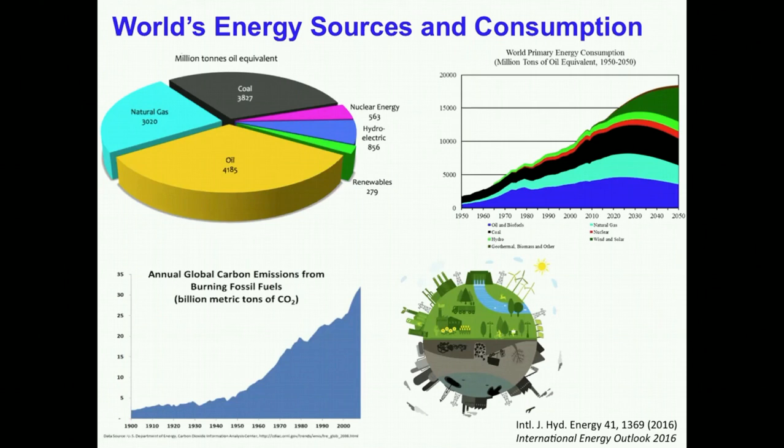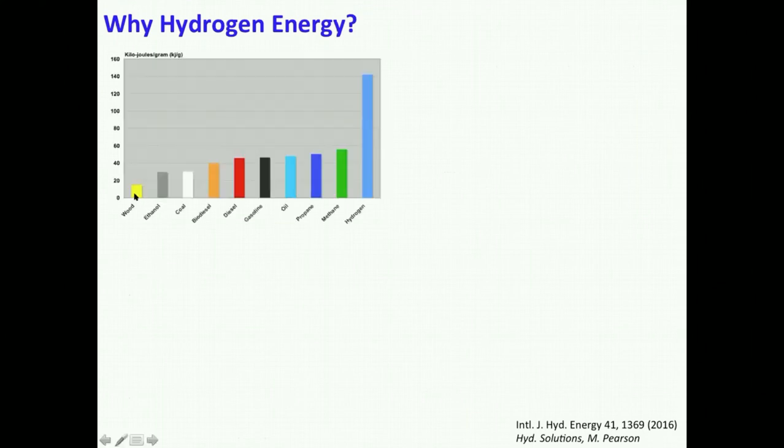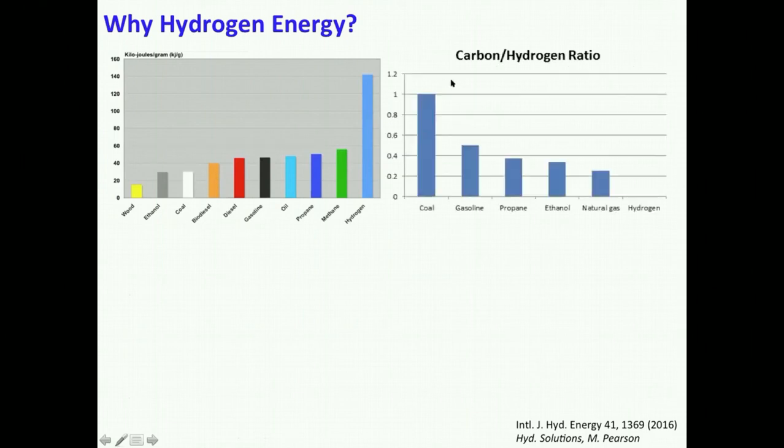And when I talk about cleaner, there are many options and one of them is hydrogen. So the question is why only hydrogen? Because when you talk about the energy content of different sources, you see hydrogen is 3 times the second best. So you get more energy when you use hydrogen as compared to all the other energy sources. And then carbon to hydrogen ratio, which means the pollution for hydrogen is negligibly small. It's perfectly clean. So there is no CO2 associated with hydrogen if we use it as energy.